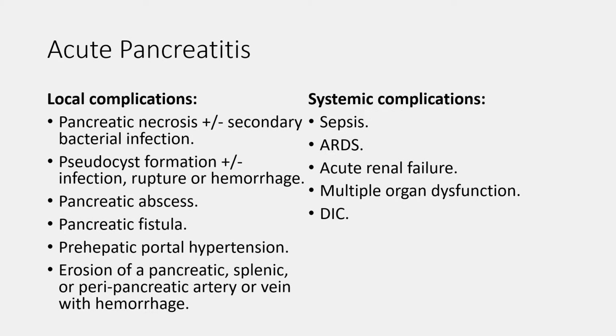Local complications include pancreatic necrosis plus or minus secondary bacterial infection, pseudocyst formation plus or minus infection, rupture, or hemorrhage, pancreatic abscess, pancreatic fistula, prehepatic portal hypertension, and erosion of a pancreatic, splenic, or peripancreatic artery or vein with hemorrhage. Systemic complications include sepsis, acute respiratory distress syndrome, acute renal failure, multiple organ dysfunction, and disseminated intravascular coagulation.